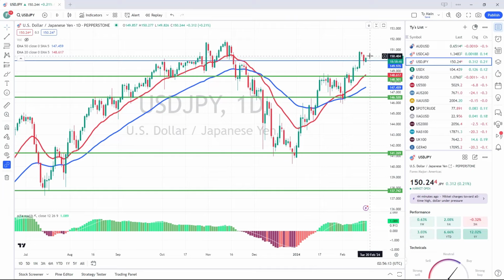In terms of a short, if it rolls over here and fails to make a new high, the 20 moving average or this 148.50 zone would be the target that I'd be looking for if we start to see a bit of a momentum shift on the way down.